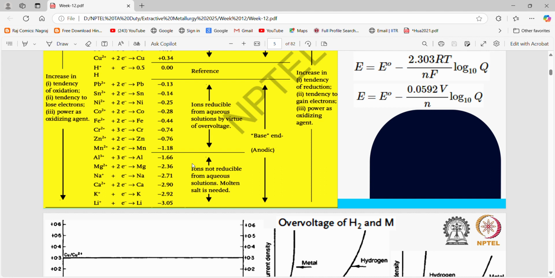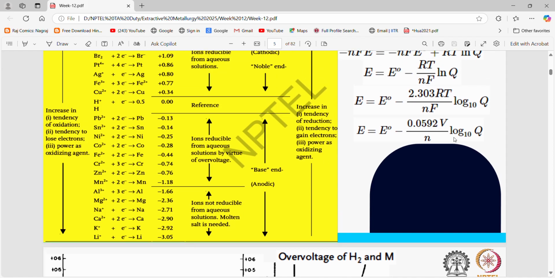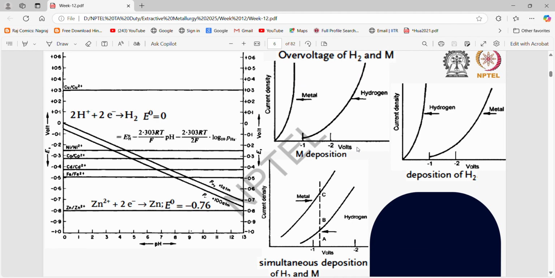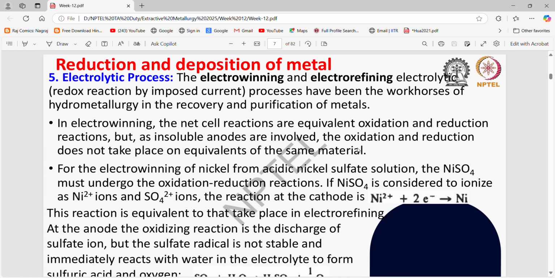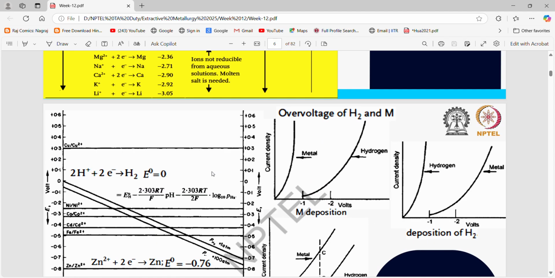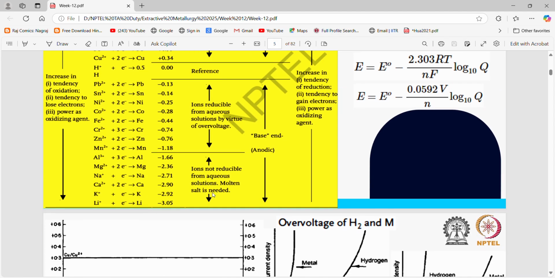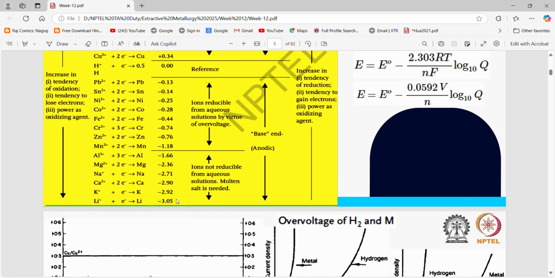So for the recovery of these types of metallic ions, we generally go with electrolysis processes, where we have to provide extra current from the outside for the precipitation of these particular ions. This is reduction and deposition of metal via electrolytic processes. Here we have discussed that there are some metallic ions which have very high electronegative potential and cannot be displaced from the solution with the help of other metallic ions.